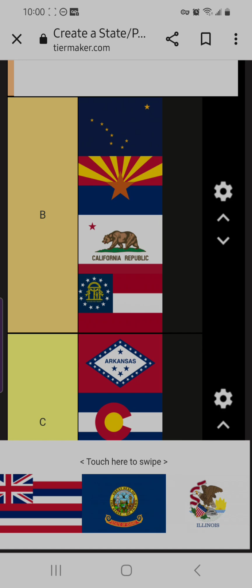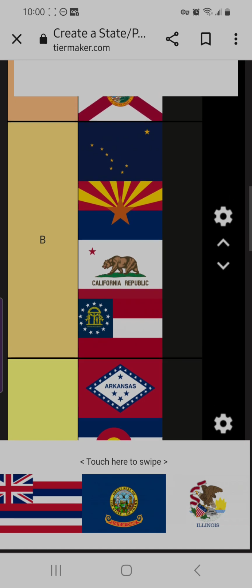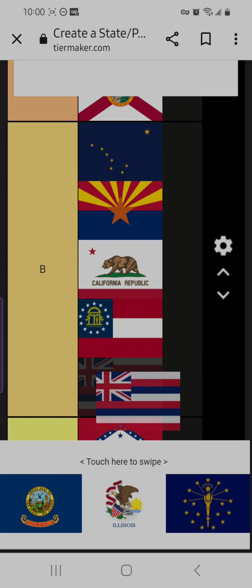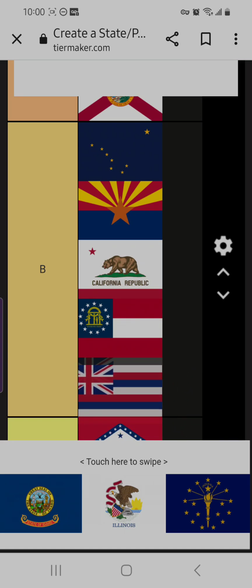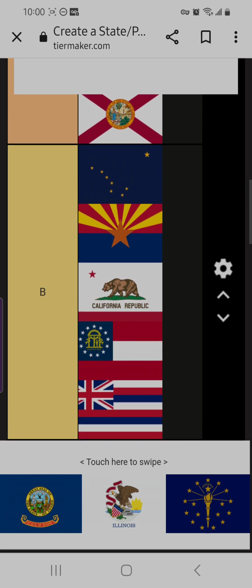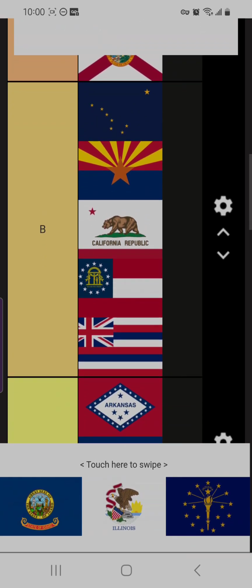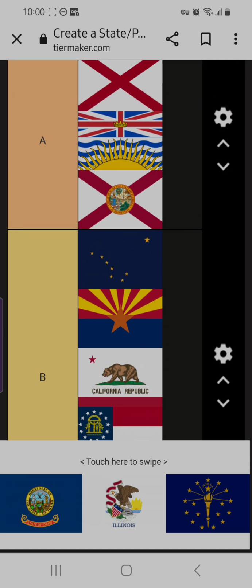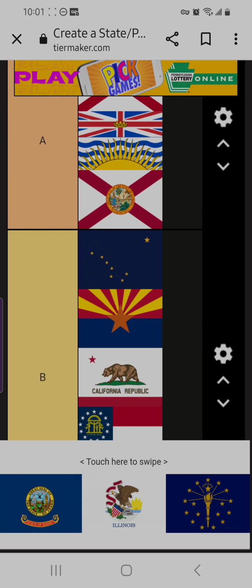Now, this flag kind of does have good history to it. If you had a plus, neutral, and minus, I'd put this at a high B. Not as good as British Columbia's flag, but it is very good.